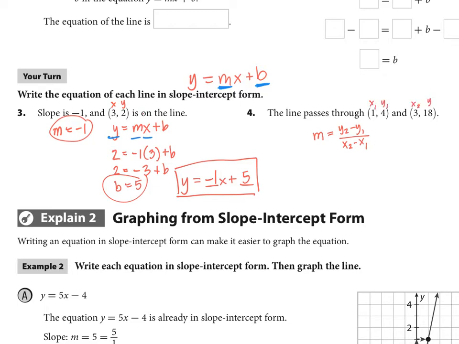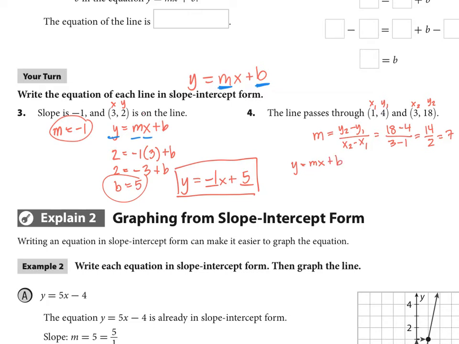Okay, I'm going to label my points x1, y1, and x2, y2. So I'm going to have 18 minus 4 to get my slope, that's the change in y, over the change in x, 3 minus 1. And I'm going to get 14 over 2, which is 7. So there's my slope. Once I know my slope, I'm going to use y equals mx plus b to find out what b is, my y-intercept.